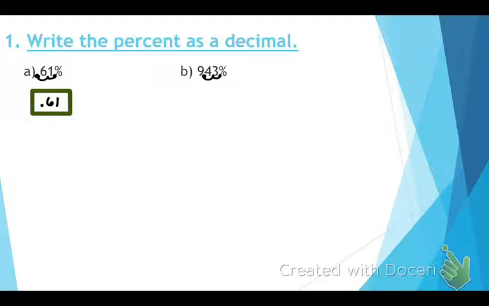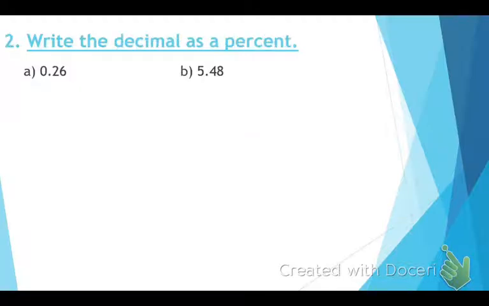9.43. Very good, because all we have to do is just move it 2 times to the left. 9.43 is correct. All right, now on number 2, we are going to actually do the opposite of what we just did. Now it asks us to write the decimal as a percent. Autumn, what would 0.26 be as a percent? 26%. You are correct. All we do is we just move it 2 times to the right.